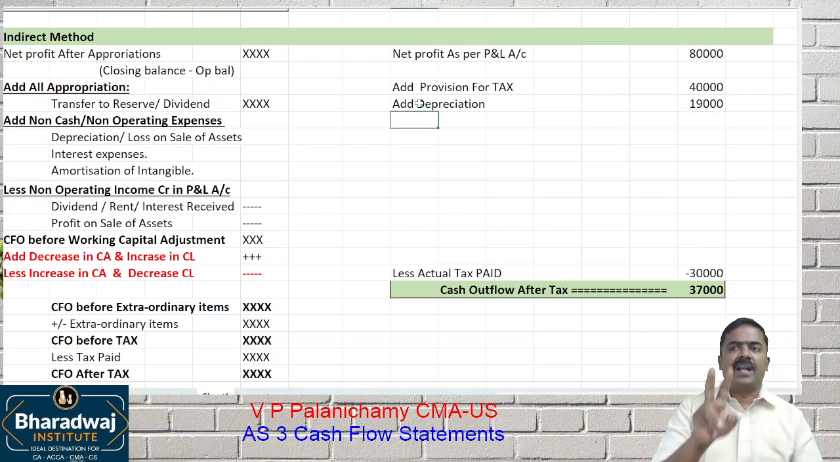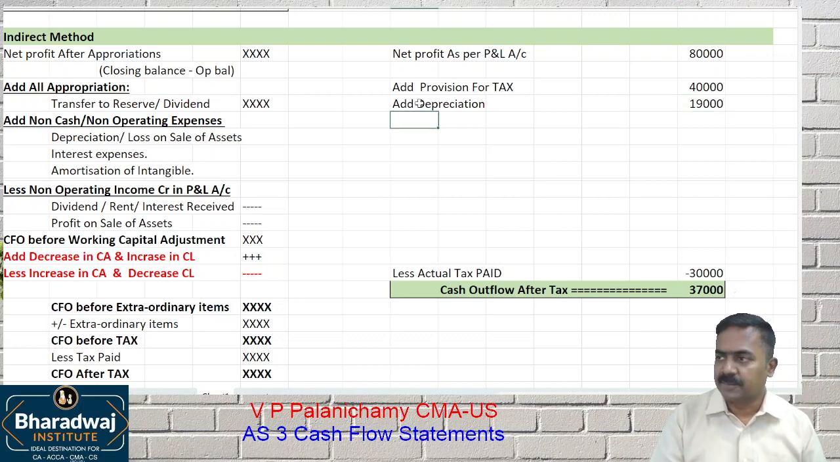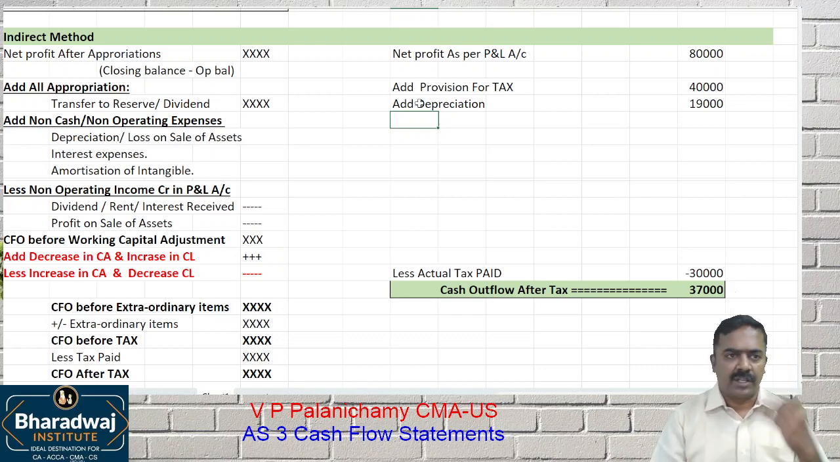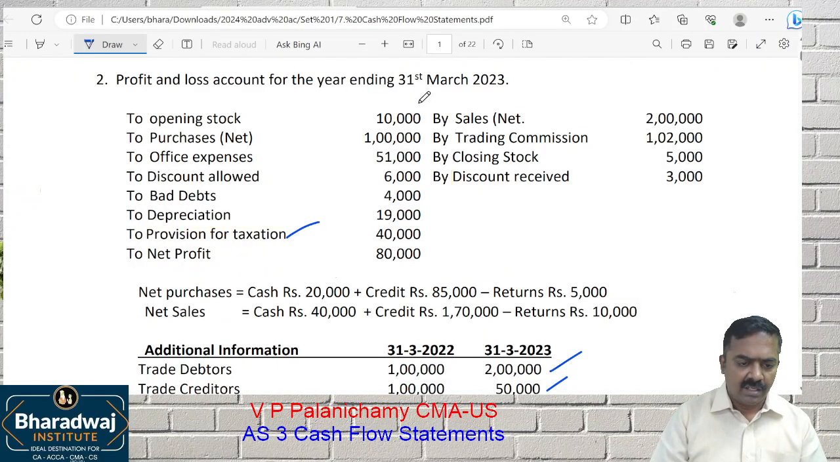19,000. Sir, bad debts and discount are already adjusted with debtors in collection, so ignore them. Then ignore bad debts and discounts. Office expenses, purchases and all cash items only.